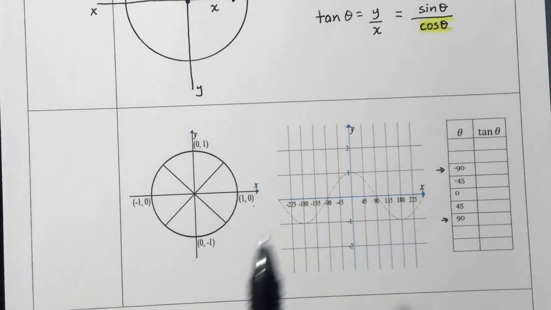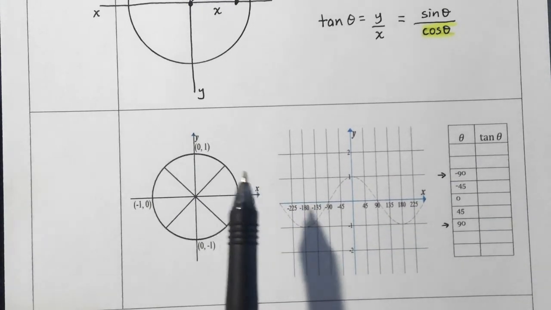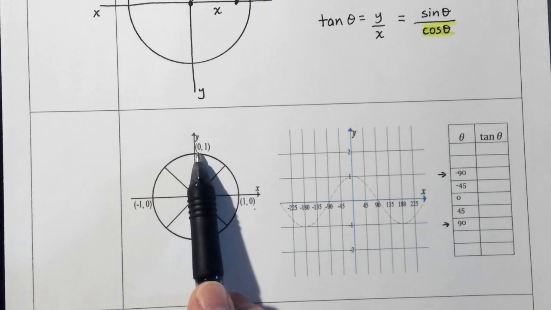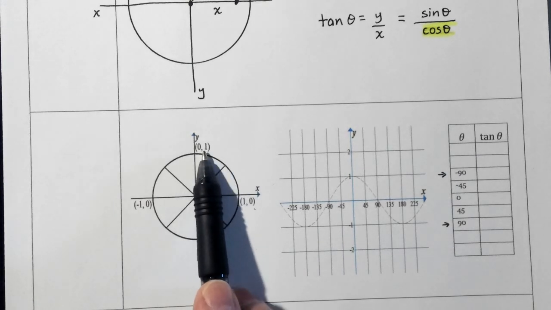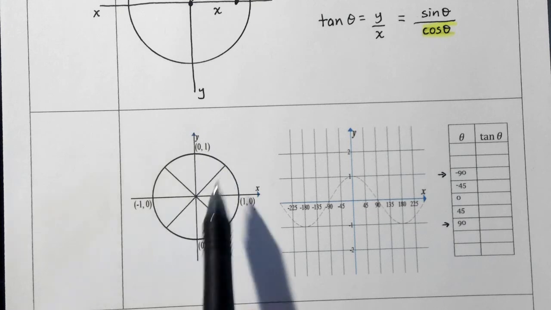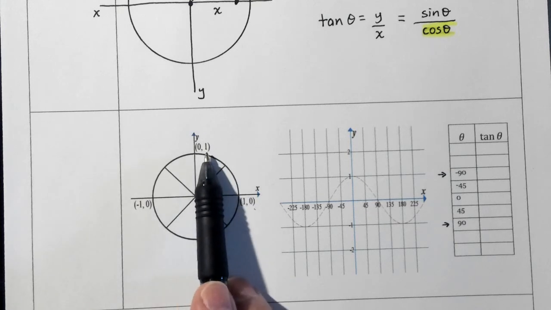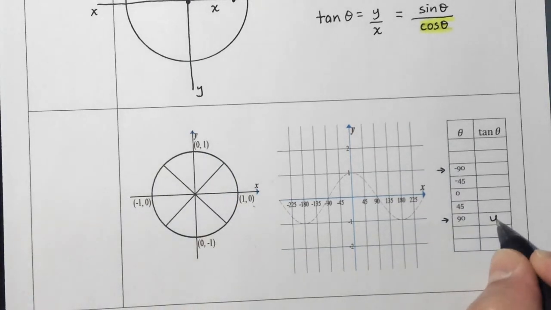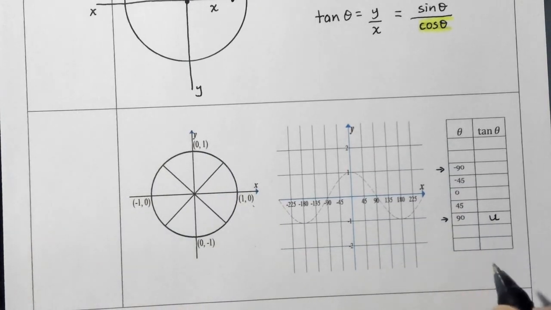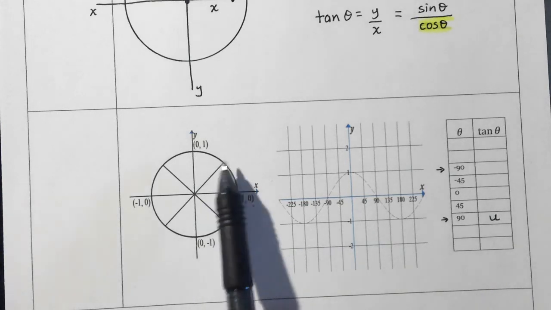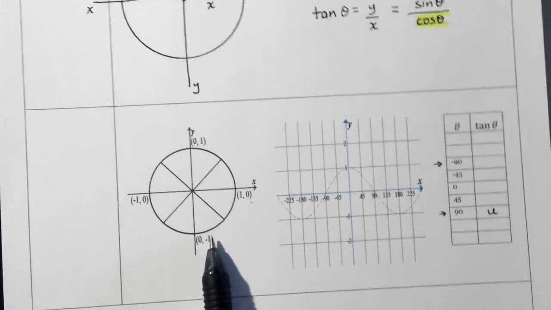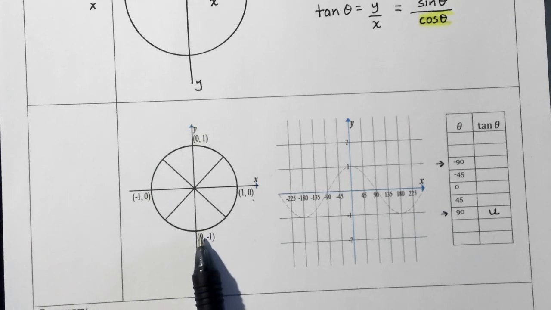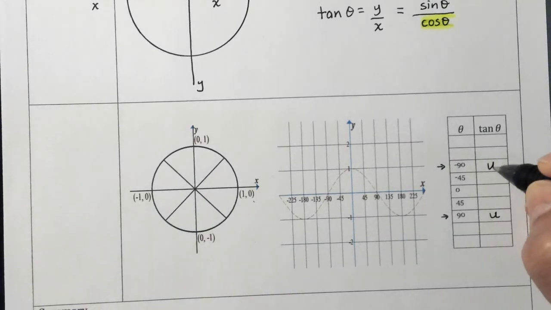Okay. Let's fill out this table. Tangent is y over x, sine over cosine. So at positive 90, it's 1 divided by 0. Can't divide by 0, you get undefined. So anytime you get undefined, you get a vertical asymptote. Okay? And then over here, at negative 90, same thing. Y divided by x, negative 1 divided by 0 is undefined. Voila!